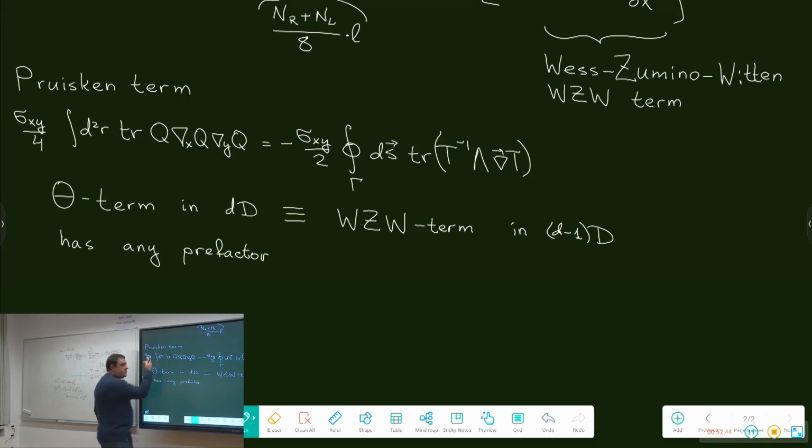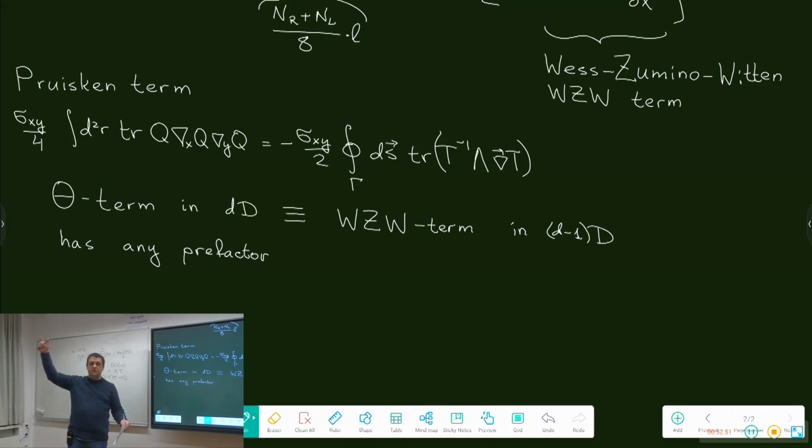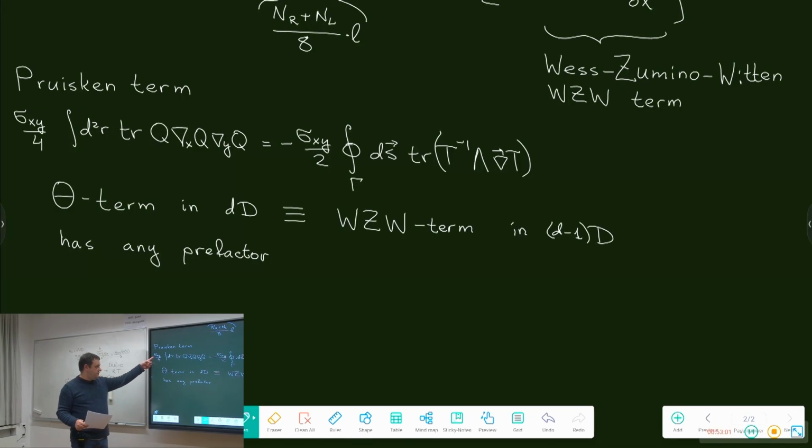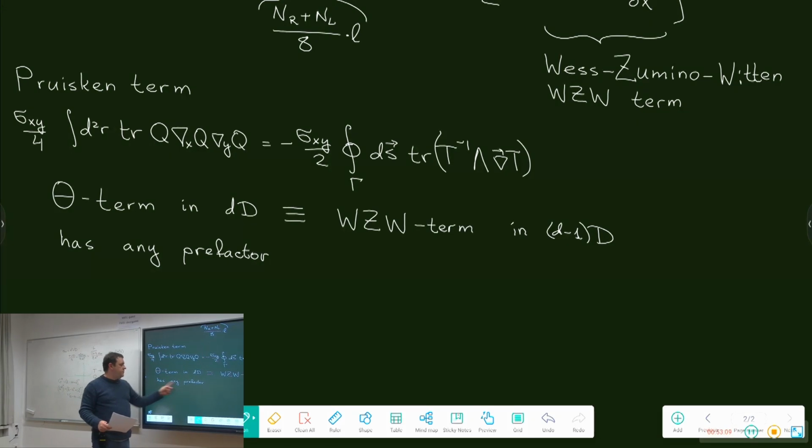Sigma xy can be any number. We had this flow diagram where sigma xy was on one axis and sigma xx was on the other, so we can start from any point in this plane, sigma xy takes any value, then it flows to some integer number, but it can start with any value. So in the two-dimensional sigma model we can have any value of sigma xy. So the prefactor of this theta term can be any number, but the term takes quantized values.